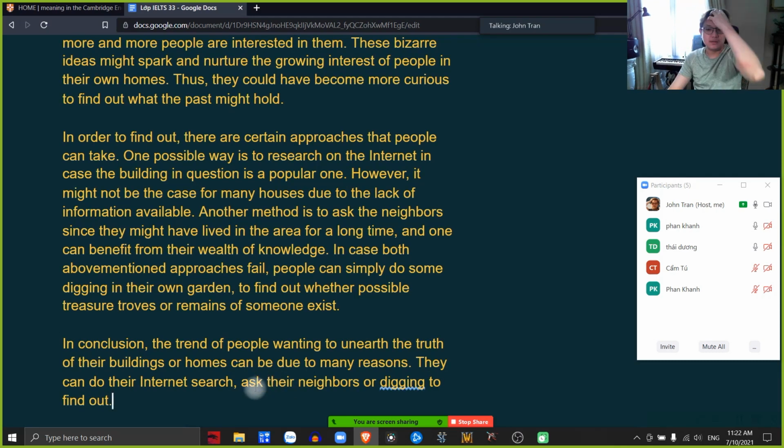They can do their internet search, ask the neighbors, or dig, because here I use three verbs: do, ask and dig should be in the same form. It's parallel structure. They can do their research, their internet search, ask the neighbor, or dig to find out.